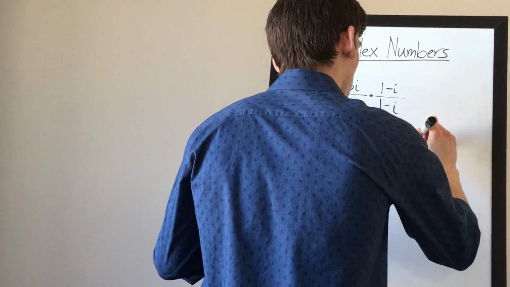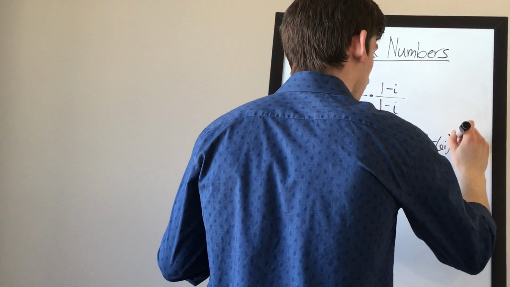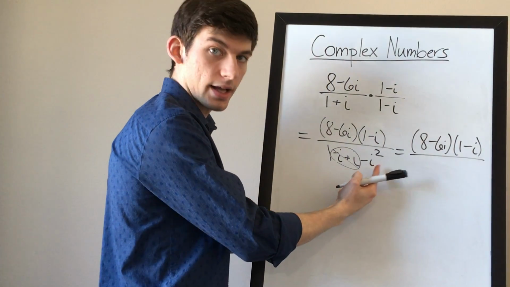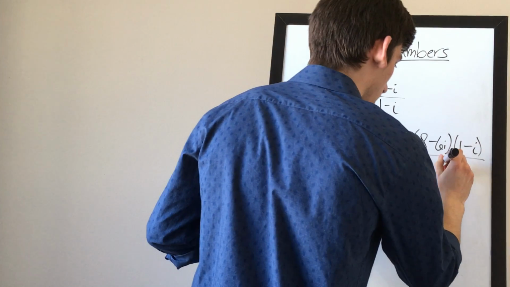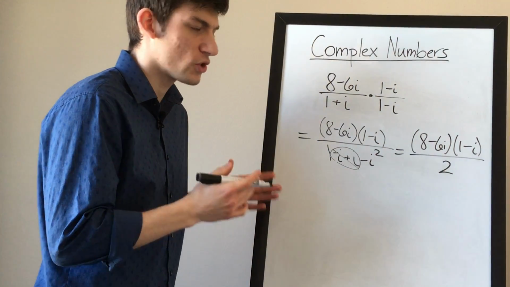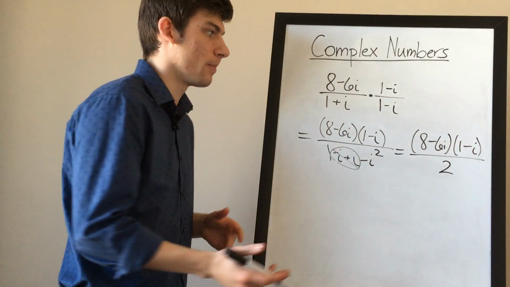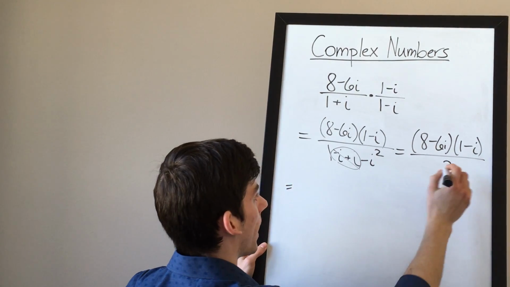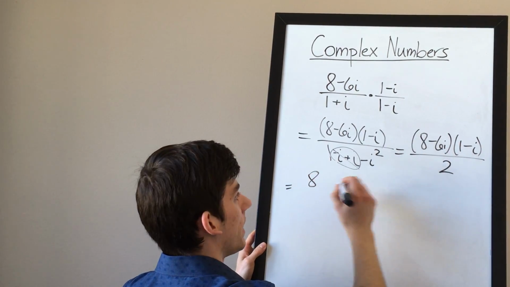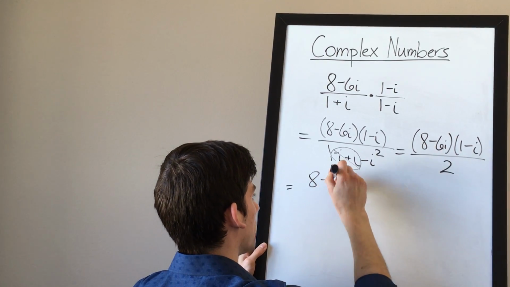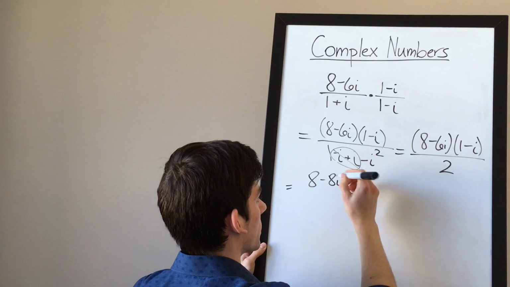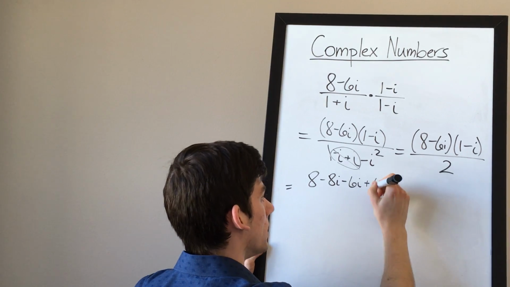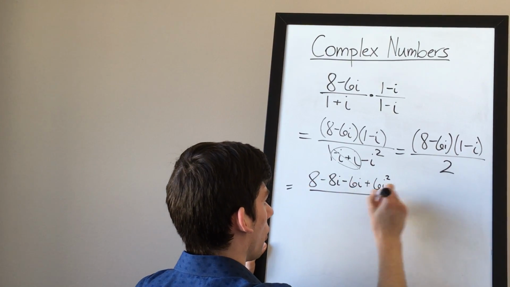So now on top, we still have (8 - 6i) times (1 - i). And on the bottom, we have 1 minus negative 1, so 1 plus 1, 2. So you've pretty much solved your major issue. You don't have i's on the top and bottom anymore. Let's go ahead and multiply out the top. We'll have 8 times 1, 8 times negative i, so negative 8i, negative 6i times 1, so minus 6i, and then negative 6i times negative i, so plus 6i squared, all over 2.